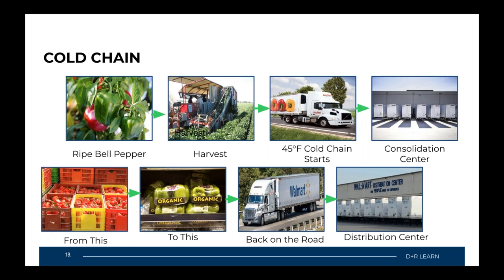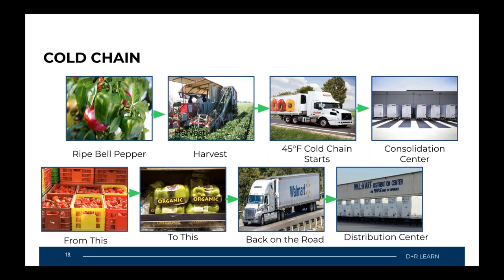Bell peppers must be maintained at a temperature of 40 to 45 degrees through the cold chain process. So once again, a bell pepper has to maintain a temperature of 40 to 45 degrees whilst it's moving through the cold chain process. Many foods today, like bell peppers, are harvested before they're completely ripe so that they are still fresh when they reach your table.